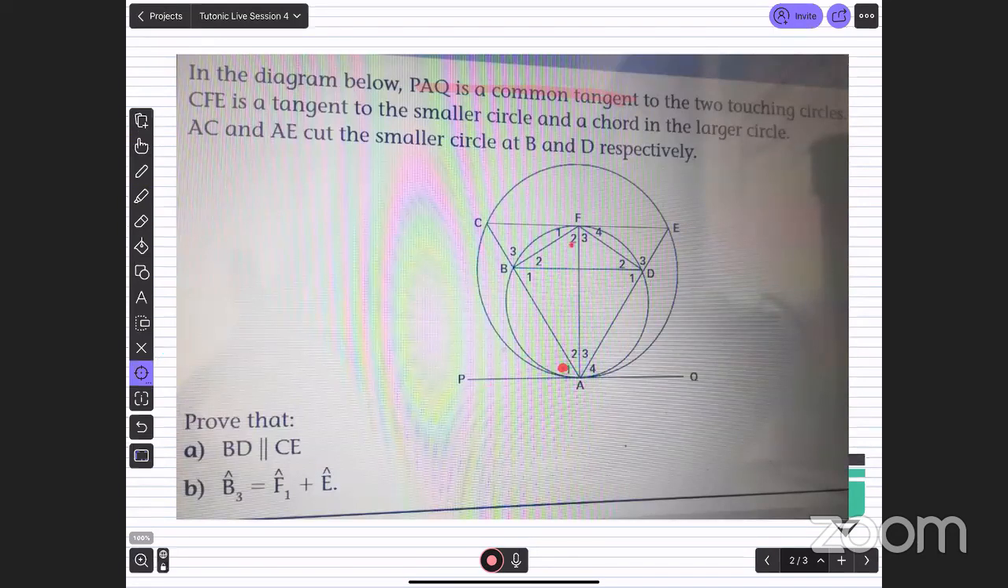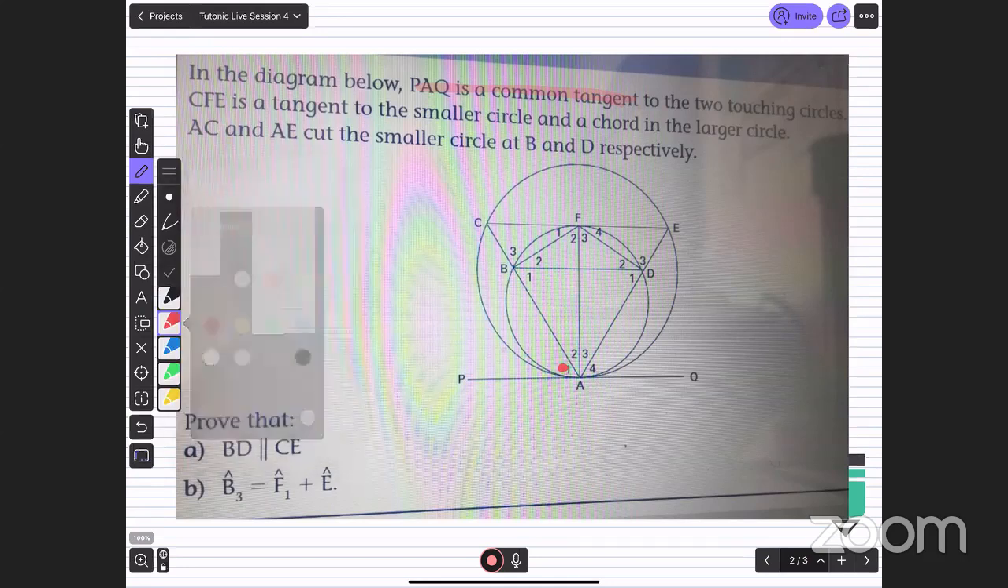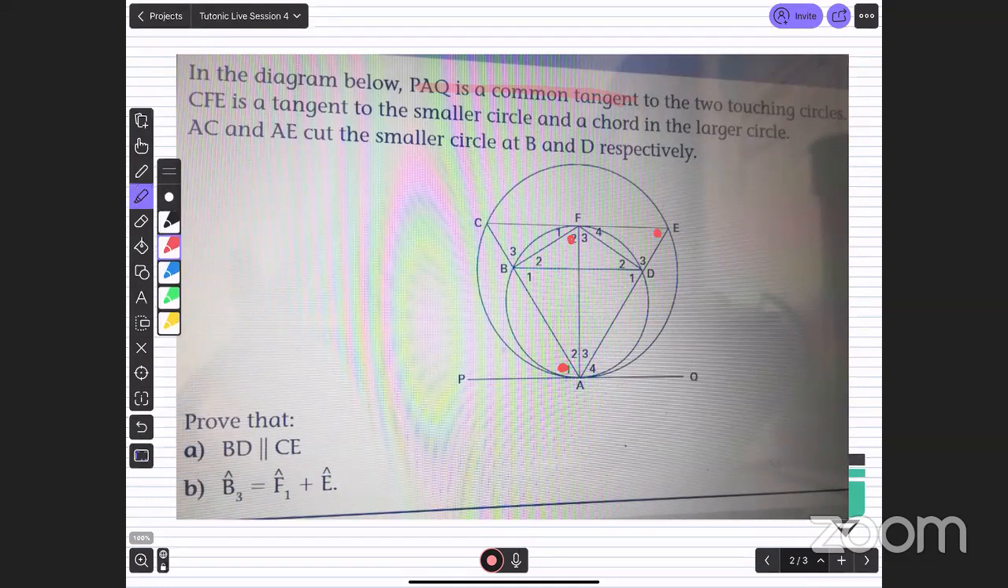F2. F2 and E. Why? Because there's two circles, right? Because the one chord is here, and the other one is here. You guys see that? Okay, so when they say common tangent, what they actually mean is there's two basically. And what about the other side?